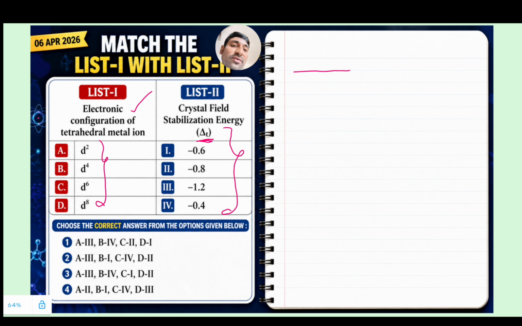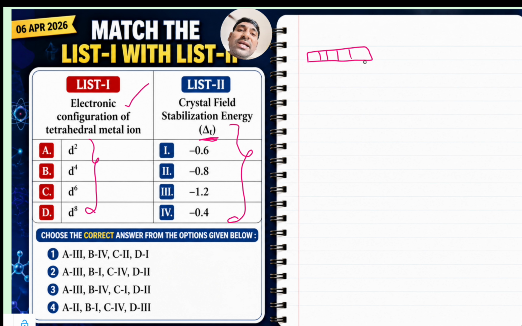We know d orbitals are 5. These 5 d orbitals are degenerate orbitals in the absence of any external magnetic field or external electric field. When we apply an external field, these 5 d orbitals split into 2 categories. Category 1 is called T2g and category 2 is called Eg, guys. The dxy, dyz, dzx orbitals are called T2g orbitals. The dx square minus y square and dz square orbitals are called Eg orbitals, guys.